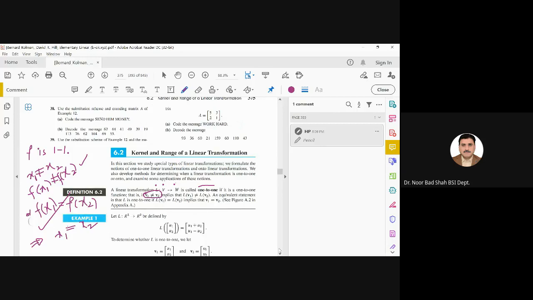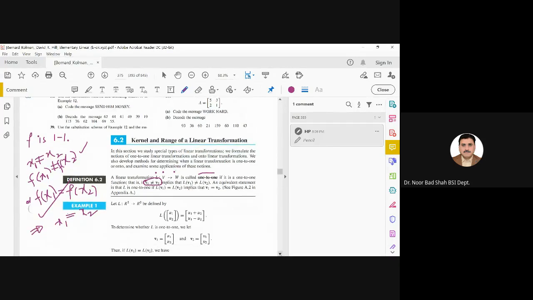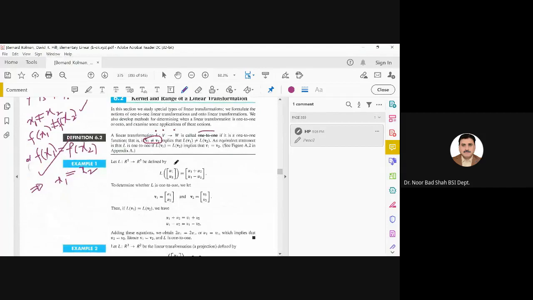Let's do this example. We have a transformation from R2 to R2, which is defined as L of U1, U2 is equal to U1 plus U2 and U1 minus U2. Now if you take two points V1 and V2 such that L of V1 is equal to L of V2, and that implies that V1 is equal to V2, then we say that L is 1-1. If that is not the case, then we say L is not 1-1.